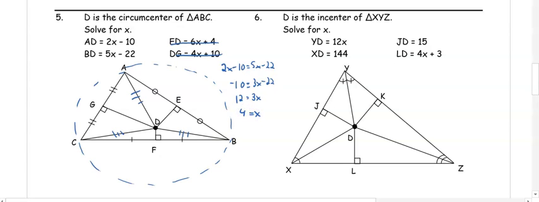In number 6, D is the incenter. So we can draw a circle around our parts. These 3 segments are congruent. So we're going to use JD and LD. So 15 equals 4x plus 3. We can subtract 3. 12 equals 4x. When we divide, x is 3.